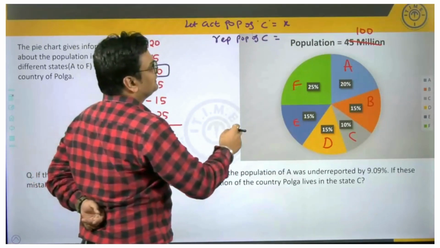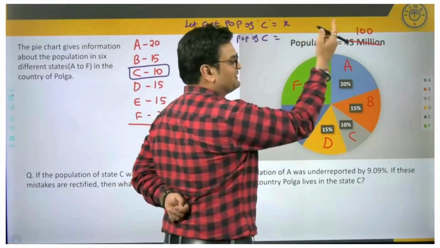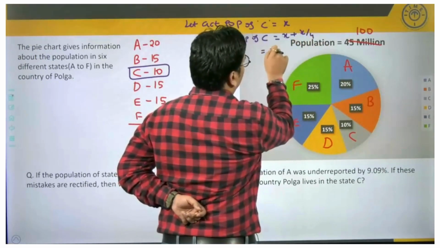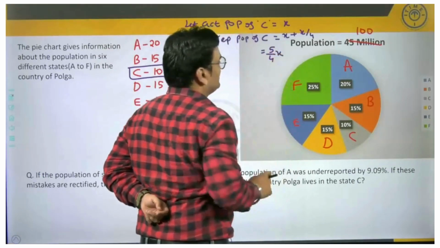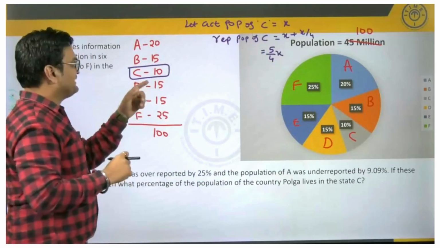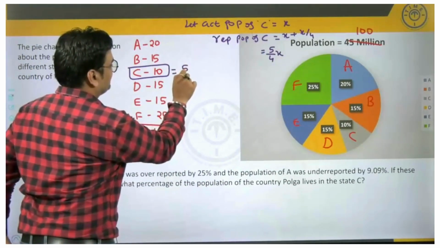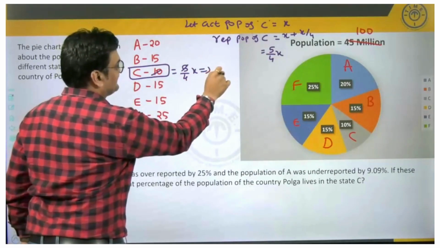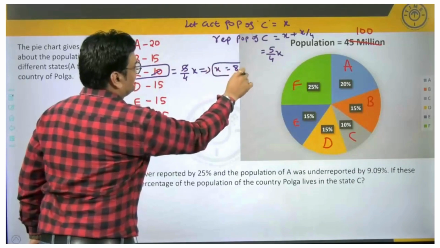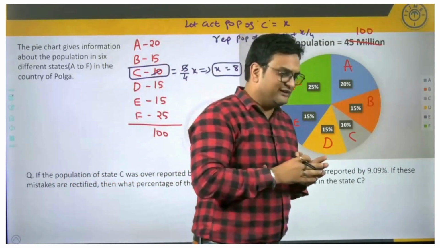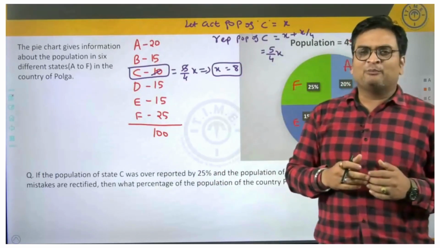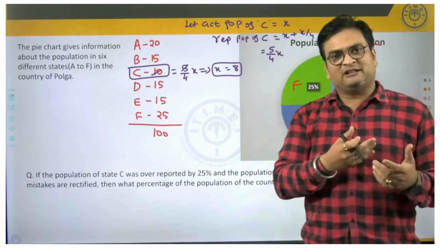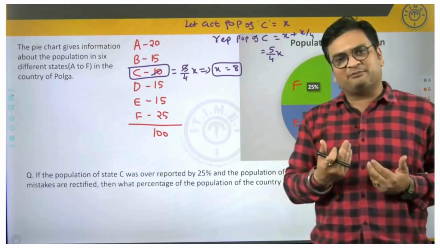25% more. So it's going to be X plus 25% of X, which is X plus X by 4, which is nothing but 5 by 4X. So the reported is 5 by 4X, which is given to be 10. From this equation I'll get the value of X as 8. So the actual population of C was 8 people, but the authorities here in C have over reported it by 25%.